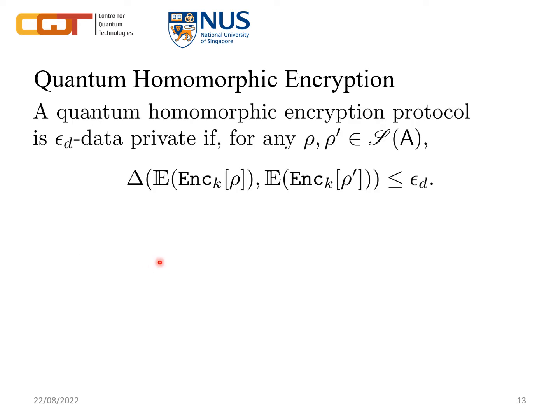From a malicious Bob's view, the state he receives is an average of the encryption and the distribution over all keys. Therefore, the indistinguishability can be expressed as the trace distance between averages of any two encrypted messages is bounded by epsilon d.